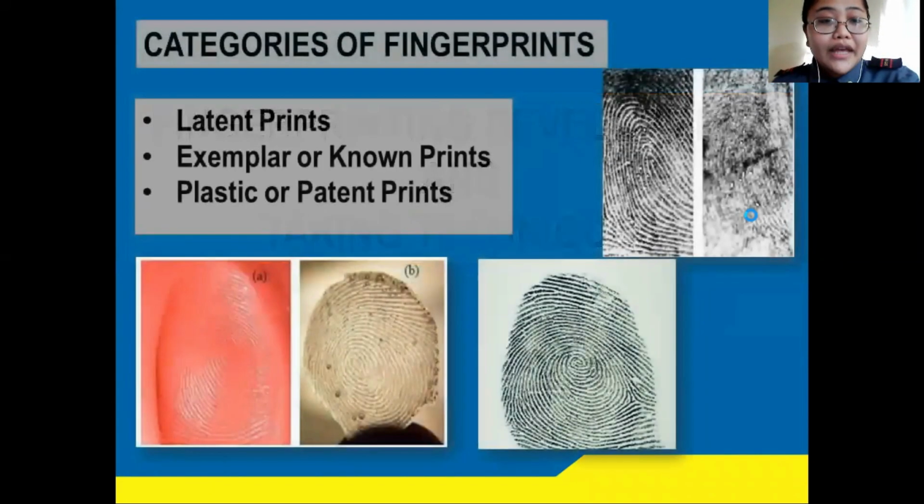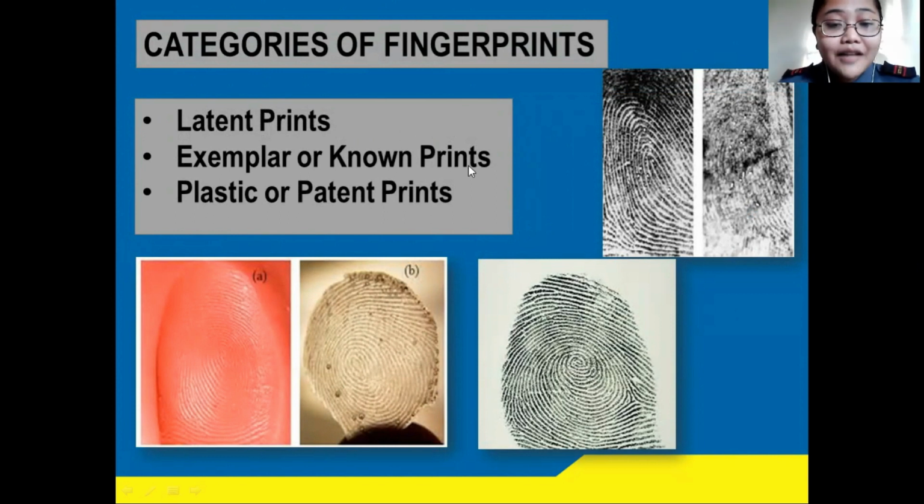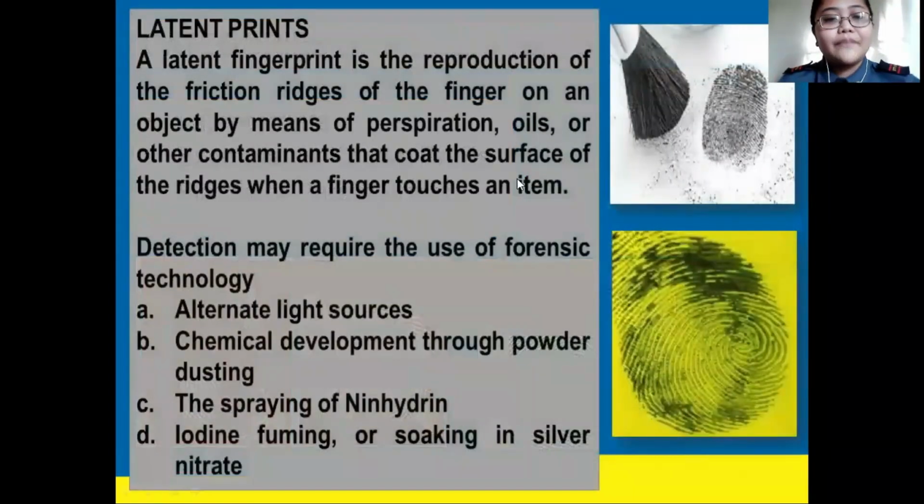So we're going to proceed to the categories of fingerprints. First, we have the latent prints. Second is the exemplar or known prints. And the third is the plastic or patent prints. Okay, first we have the latent print.